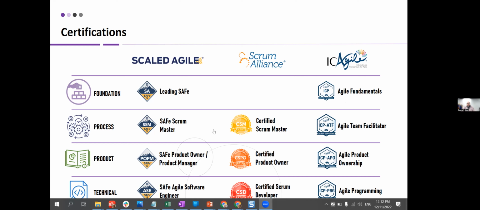In terms of the process, you have SAFe Scrum Master, Certified Scrum Master. Now, Certified Scrum Master is like the origin of this whole thing. At some point, this was the holy grail of Agile. If you become a Certified Scrum Master, you're going out there and you're going to make some noise. You're going to get a new job. You're probably going to get a promotion, or your pay is going to be upped a little bit. And yeah, it's CSM, Certified Scrum Master.